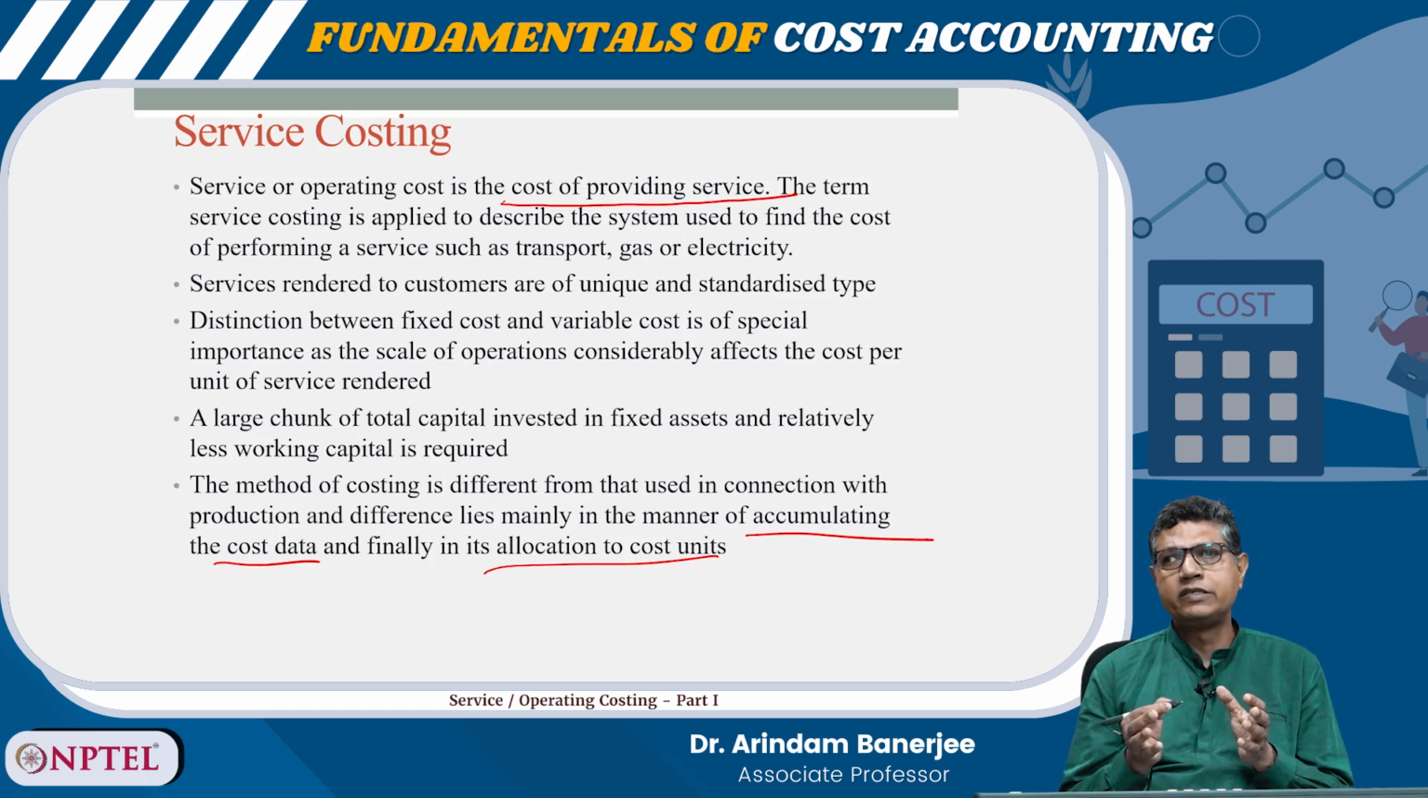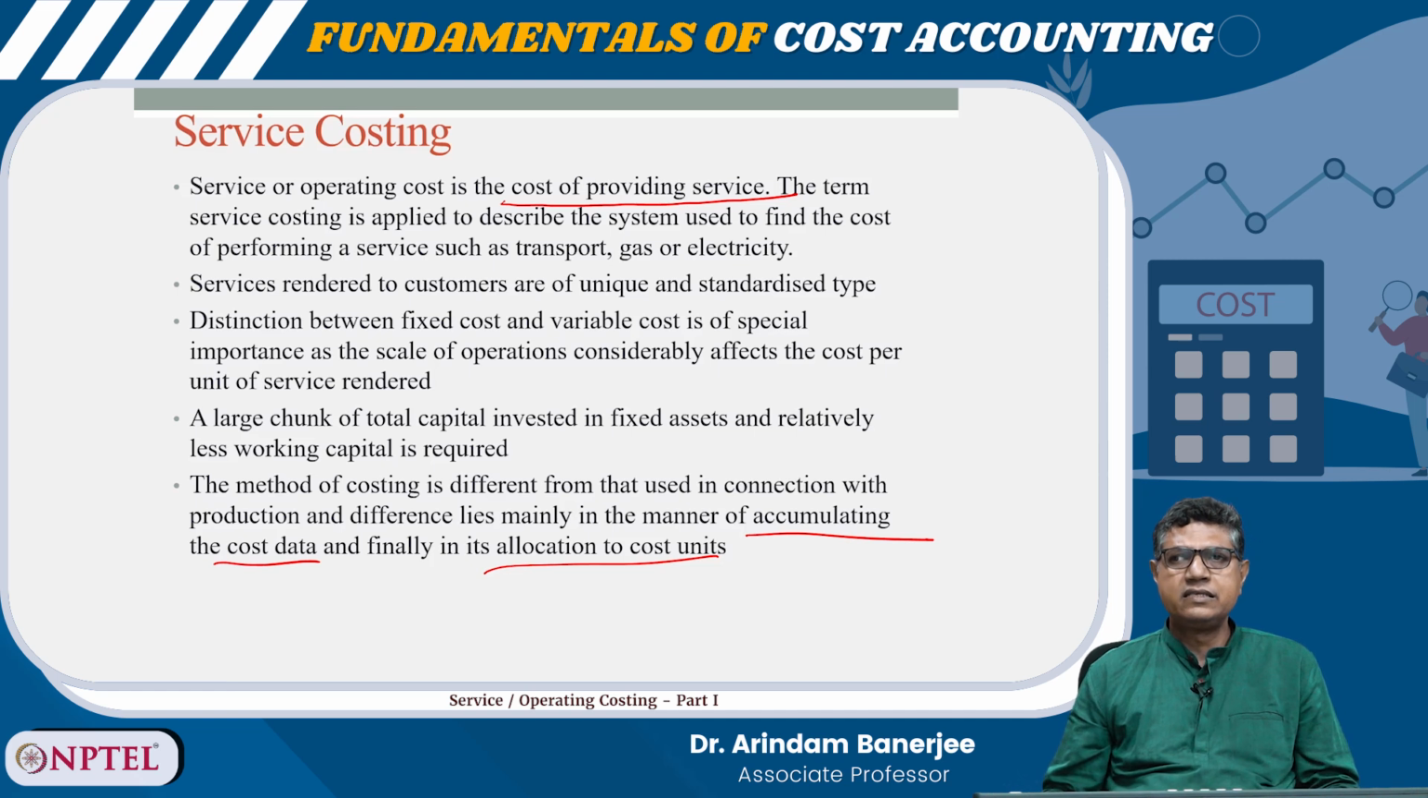So what do we do? That is for accumulation of cost data and its allocation to cost units. It is slightly different from the way it is being done in manufacturing companies. In the previous session, when we were discussing job costing, we primarily considered manufacturing companies, how the cost of a particular job is measured. Today we will discuss how in a service oriented firm, for example a hospital or transport services, the cost needs to be determined.